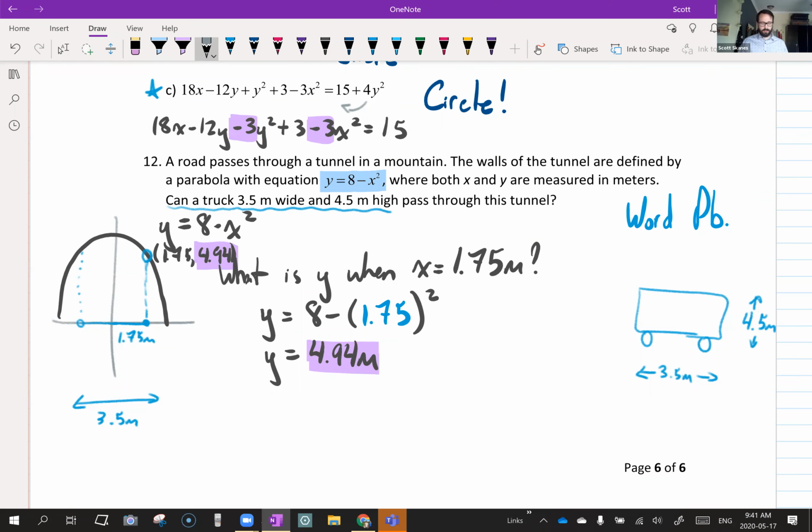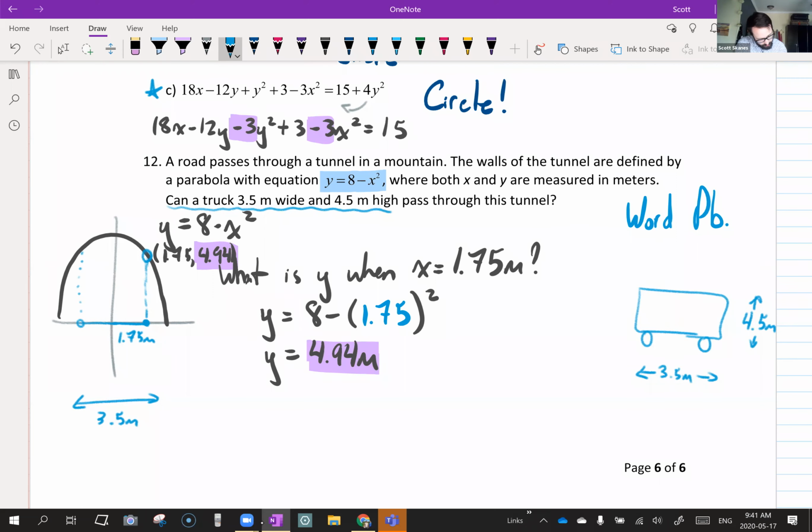Remember what we're asking. The curve here is describing the tunnel. At that distance, the tunnel is 4.94 meters high. The truck is only 4.5 meters high. So really what we'll have is a truck that will look like this.